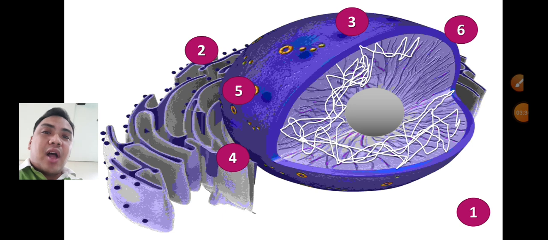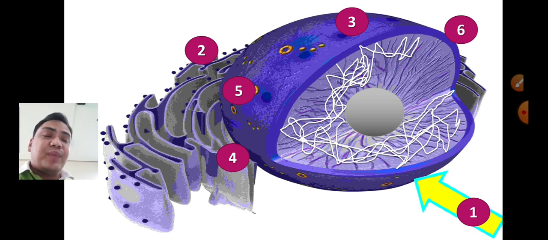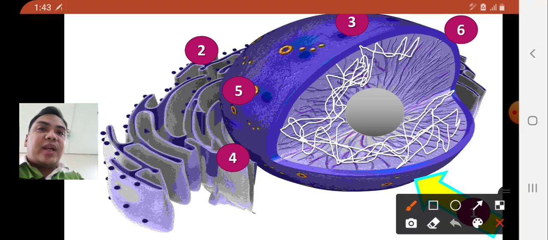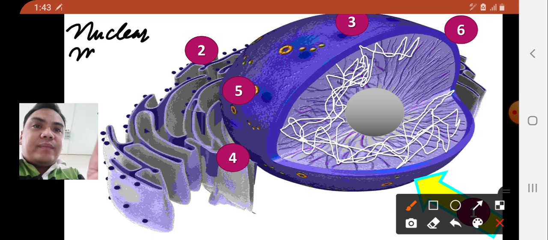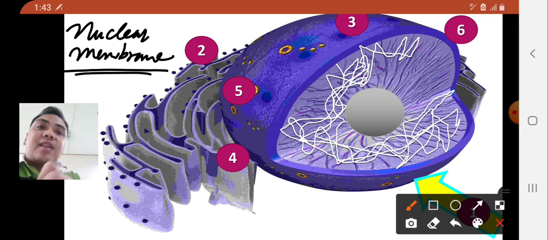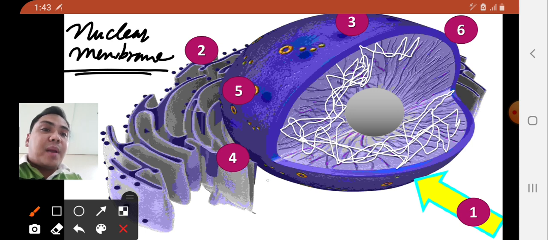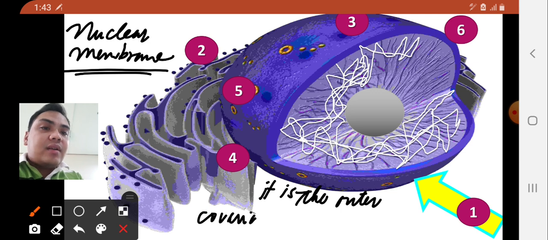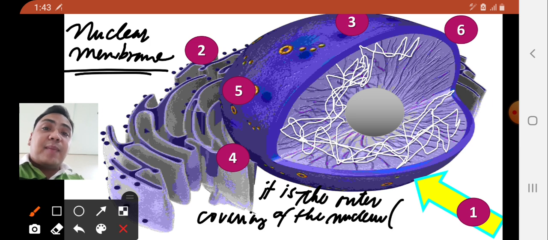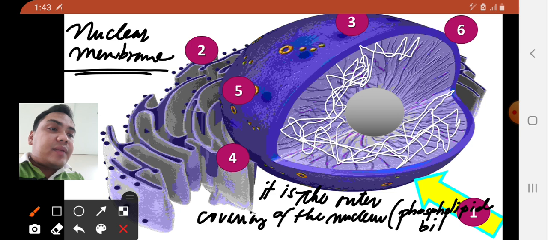Let's have the first part of the nucleus. Number 1 pertains to the nuclear membrane. From the name itself, it is a membrane. Hence, it is classified as a membrane-bound organelle. And since it is a nuclear membrane, we can say that it is the outer covering of the nucleus. And take note, just like the plasma membrane, it is made up of a phospholipid bilayer. So this is the nuclear membrane.